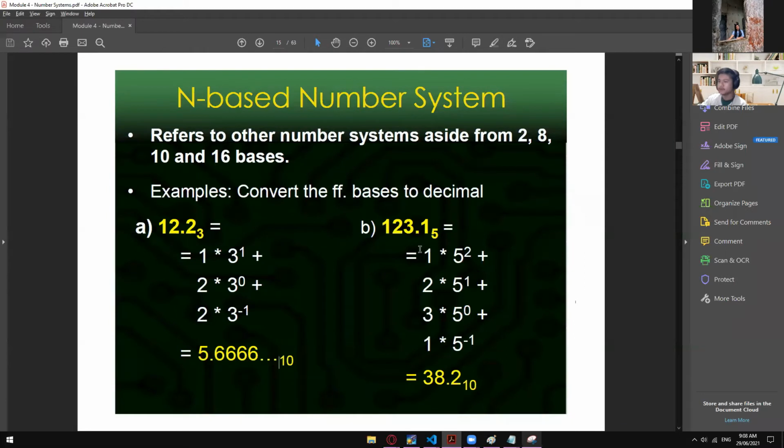Okay, so the same with letter B. Arrange this one from top to bottom, and then our multiplier is 5. Starting from here, we have -1, and then 0, and then 1 and 2. And then just add everything. You will get 38.2 base 10. So, are we clear so far regarding this one?